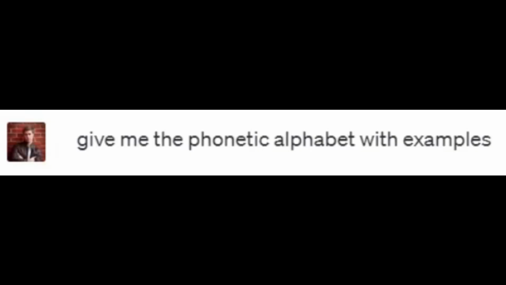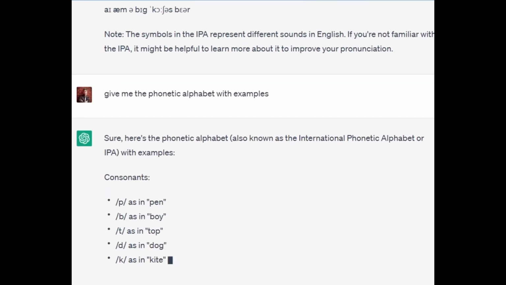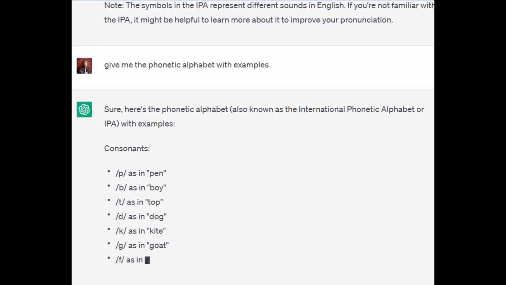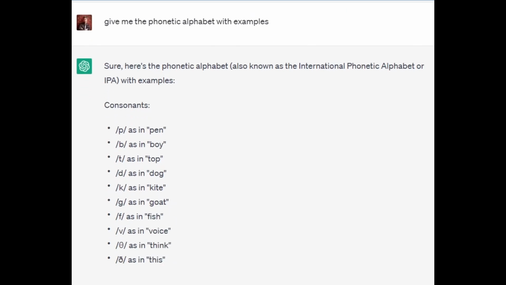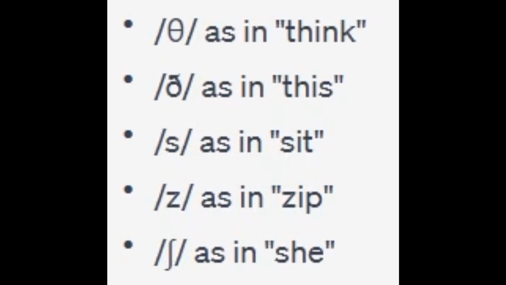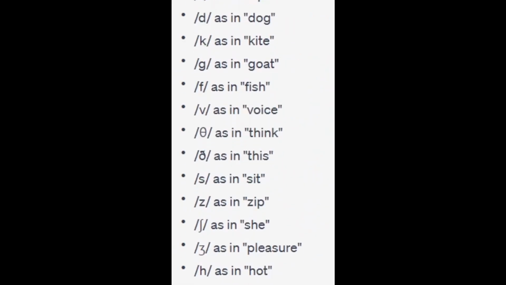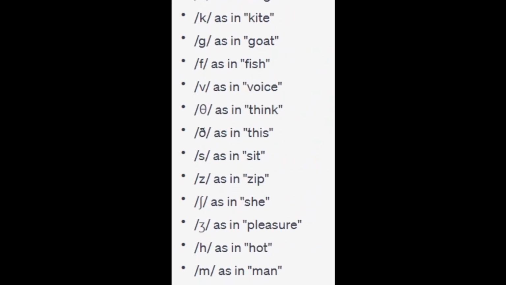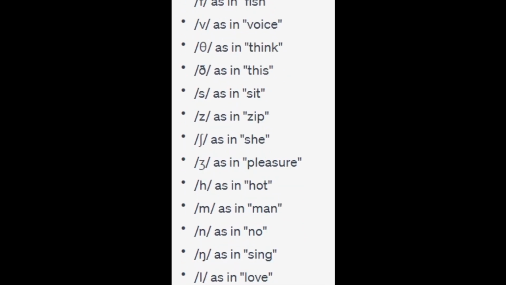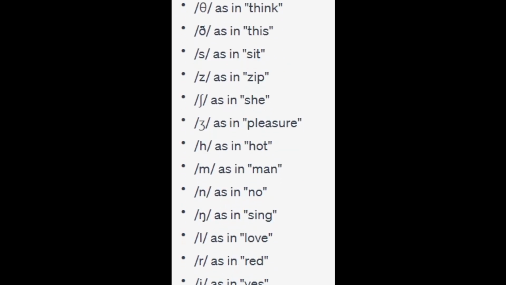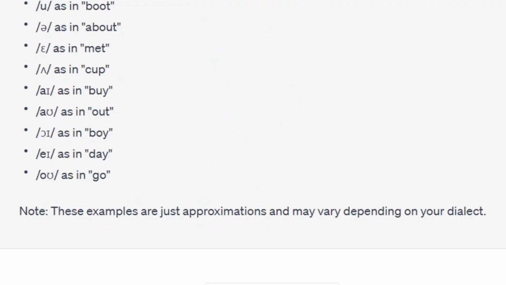You can also ask it to give you the phonetic alphabet. P as in pen, B as in boy, T as in top, D as in dog, K as in kite, G as in goat, F as in fish, V as in voice, think, this, sit, zip, she, pleasure, hot, man, no, sing, love, red, yes, we. These examples are just approximations and may vary depending on your dialect.